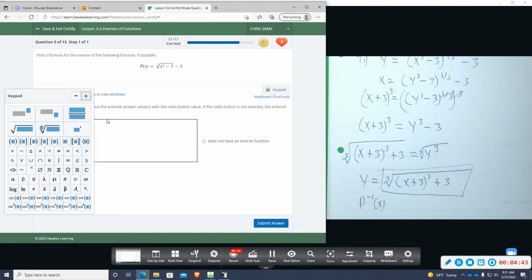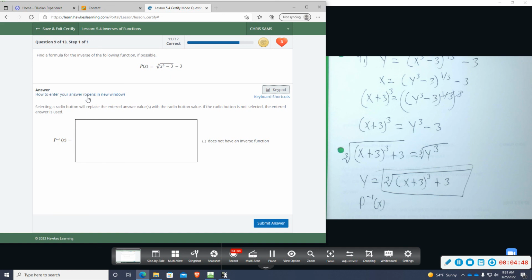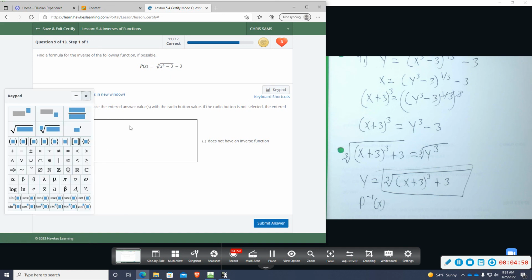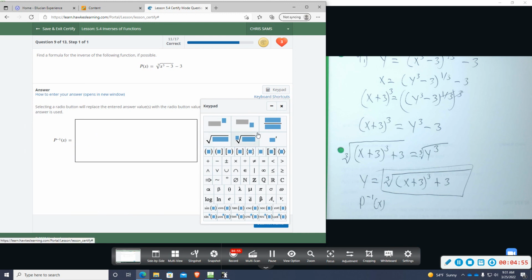So we'll use the keypad. There we go. Oh, that's what happens. It pops up. It's covering up 3 parentheses, x plus 3. Shift 6 to the third power, and roll over plus 3. Make sure that all of that is underneath the radical.